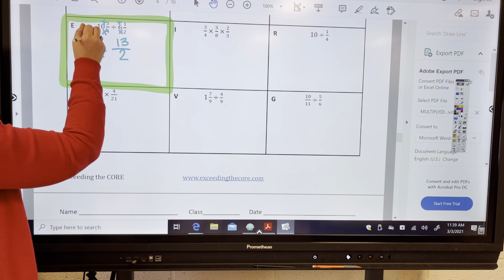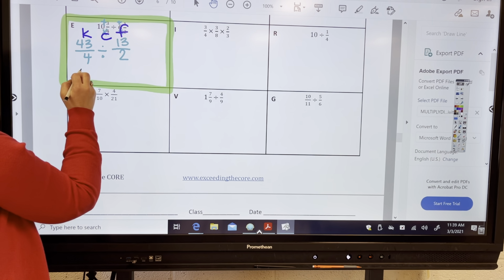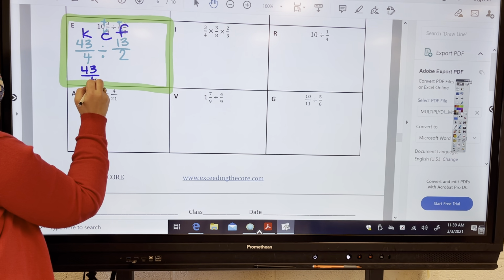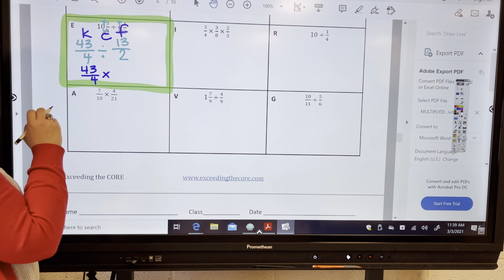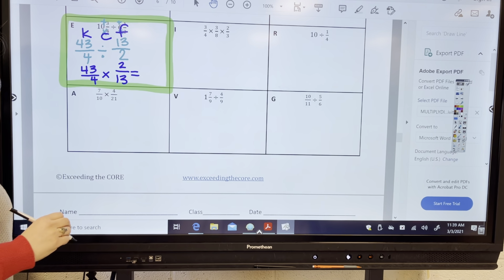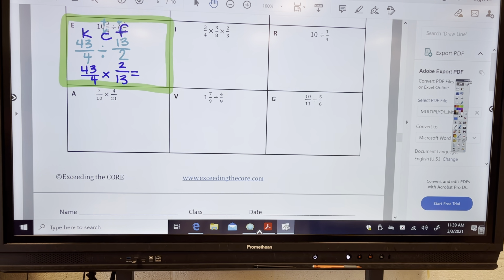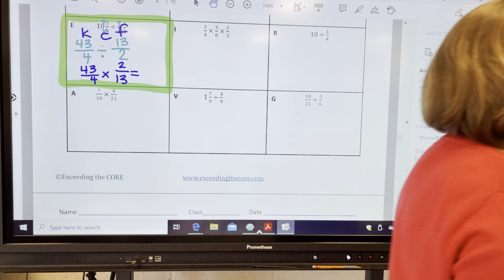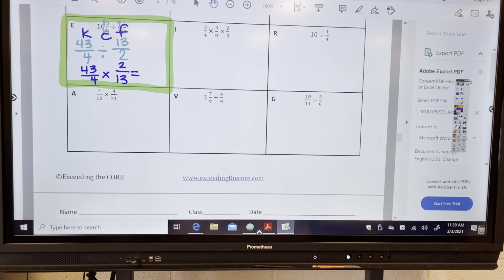Now we can keep, change, flip. So keep, change division to multiplication, and flip. Do these look like some big numbers? What's wrong, Justin? I got confused when you got 13.